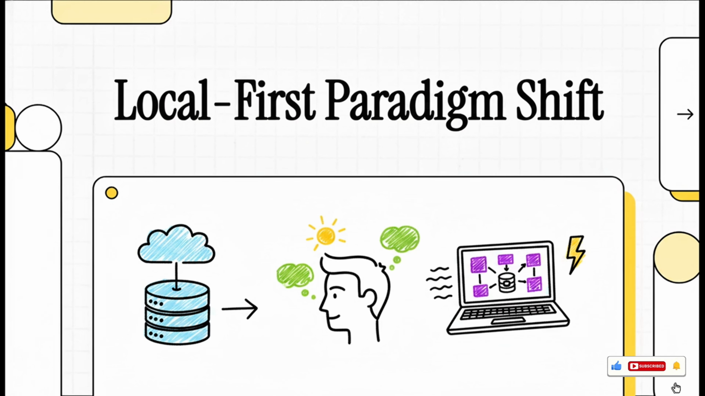For years, Johannes was deeply entrenched in traditional server-side database tooling. But recently, he made a radical pivot. He moved completely away from the standard web stack to embrace this revolutionary architecture known as local first.